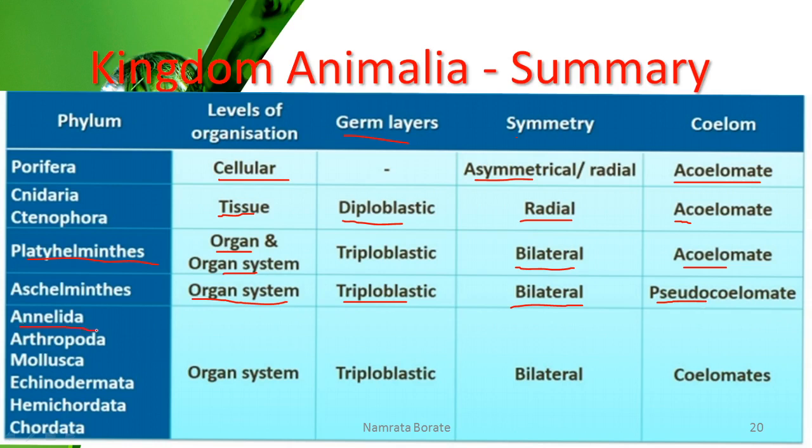Afterward, in the case of Annelida, Arthropoda, Mollusca, Echinodermata, Hemichordata, and Chordata, there is an organ system, and these organisms are triploblastic, meaning three germ layers. There is bilateral symmetry, and the last one is the presence of a true coelom. So it is coelomate.